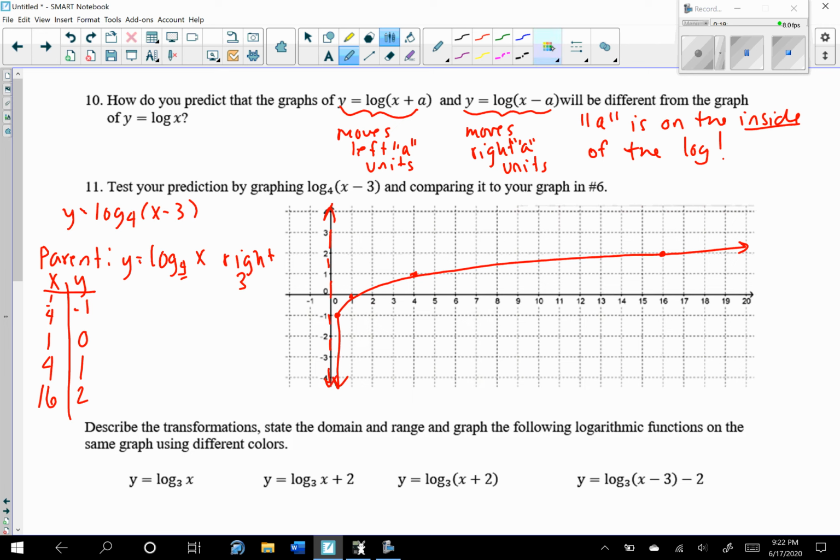And then we can go ahead and now move this right 3. So if I move this right 3, that also moves my asymptote right 3. So 1, 2, 3 would be right here. And I'm going to move this point 1, 2, 3. Same thing with this point. All the points get moved 3 to the right. And then connect those values.